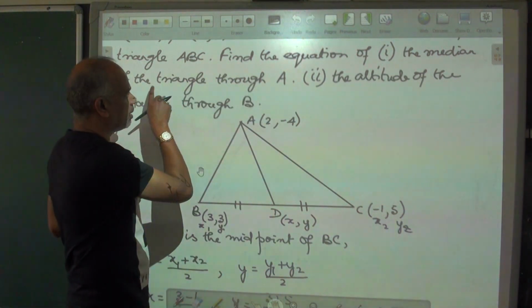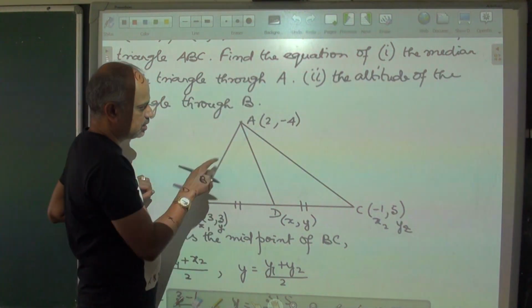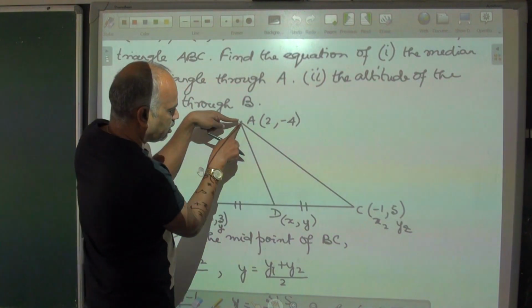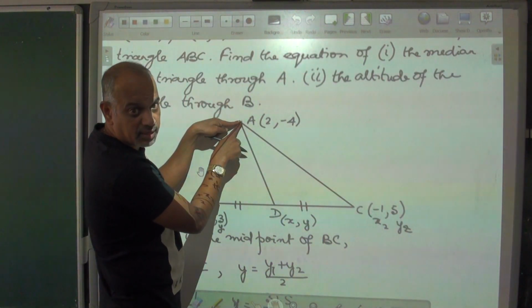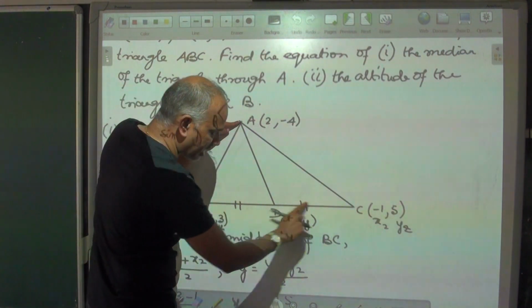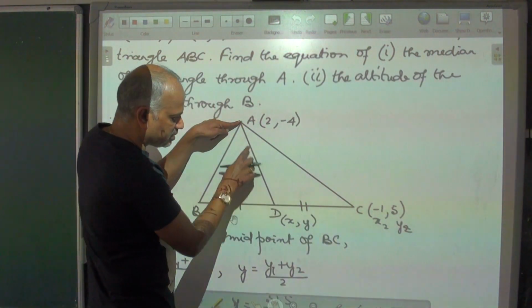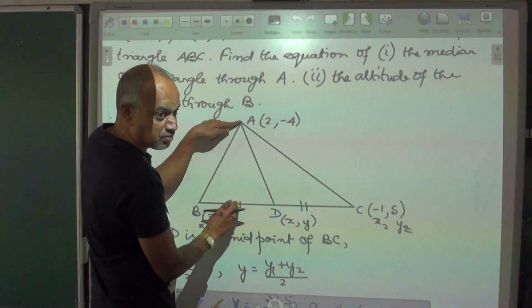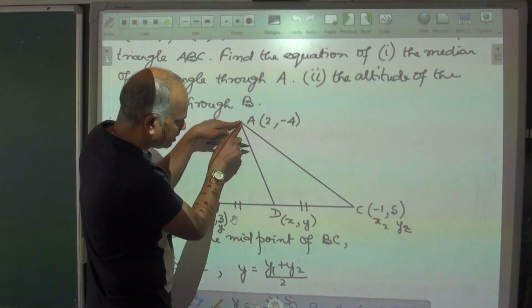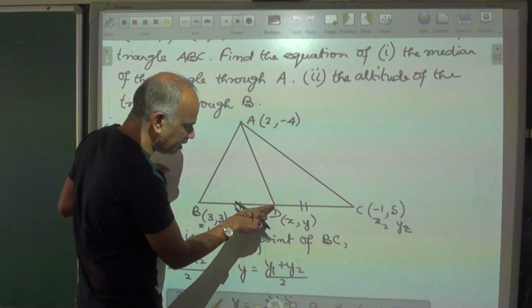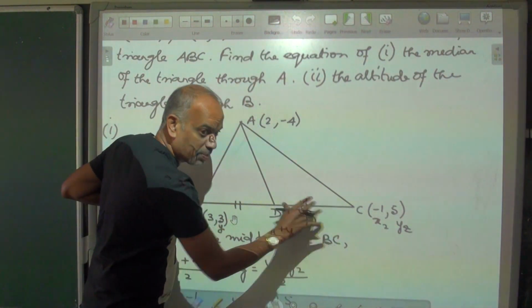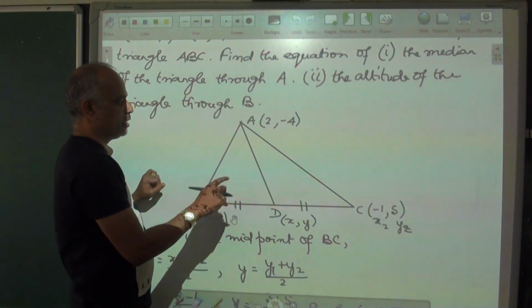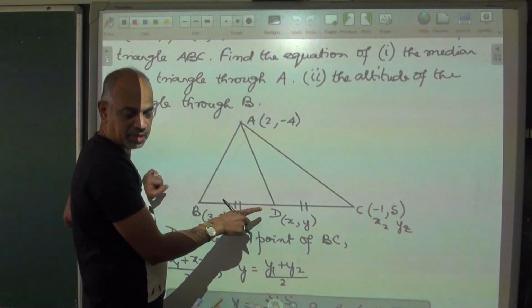So the median comes from the point A. This point A, and you have to draw a median. What a median does is it comes from a vertex, goes to the opposite side and divides the opposite side into two equal halves. So this line is the median. AD is the median which divides BC into two equal parts.